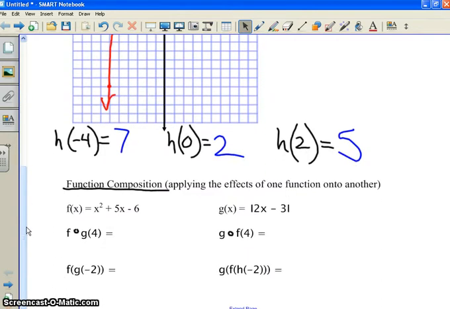Now the notation for function composition, one of the notations is this little circle doohickey thing here. This does not say FOG like fog. This says F following G, or last year in geometry, Mr. Sharp reads it as F onto G of 4.